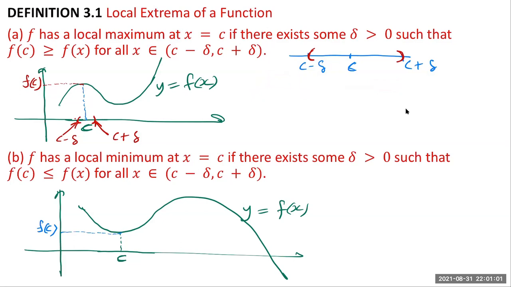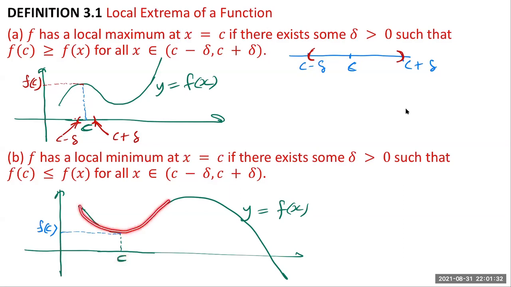All right, next, the definition of a local minimum. f has a local minimum at x = c if there exists some delta greater than 0 such that f(c) is less than or equal to f(x) for all x in this neighborhood, that is, x in (c − δ, c + δ). We have the reversed inequality here.